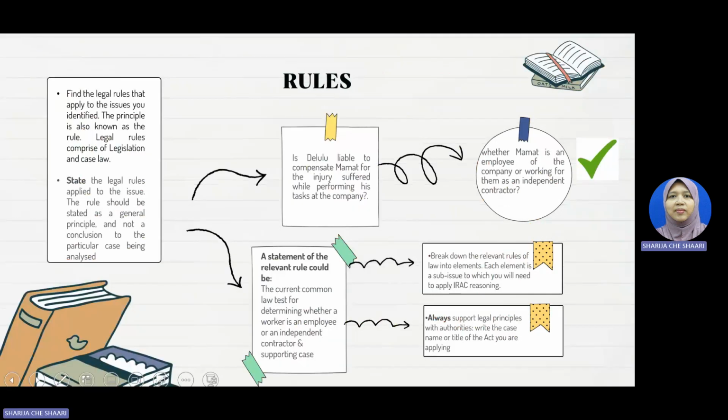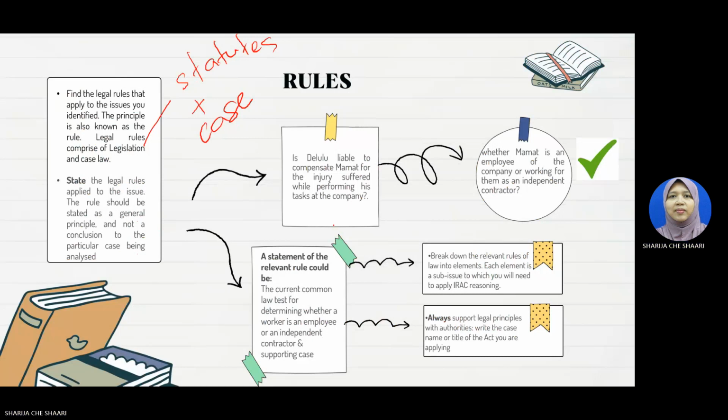Next we go to rules. What is rules? Rules here means you find the legal rules that apply to the issues which you have already identified. The principle here is known as rule, or if you use IRAC, they call it law. Legal rule can comprise legislation and case law, as I mentioned earlier. Legislation here refers to statute. Sometimes you only have statute, you do not have case. Sometimes you only have case, do not have statute. Sometimes you have both. You have to state the legal rules in general, and you don't give any conclusion to any particular case yet. You just mention the case and the statute, very general.